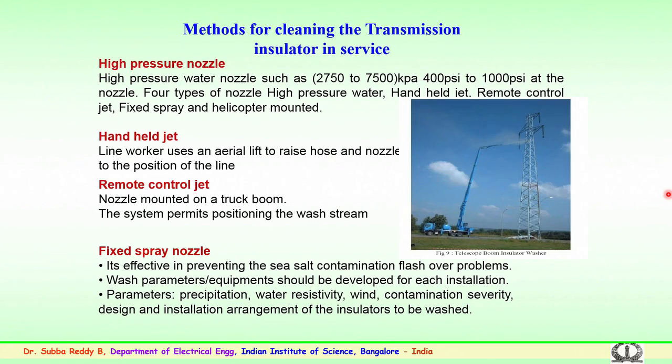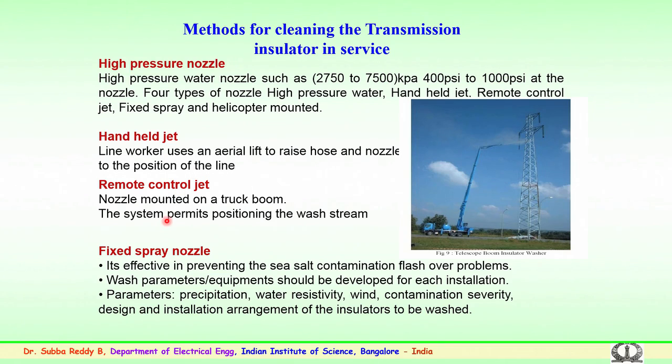Methods for cleaning the transmission insulators: we did discuss various types of arrangements and methods. High pressure nozzles: we discussed the high pressure water nozzles, such as 2750 to 7000 kilopascals, that is 400 psi to 1000 psi at the nozzle. The four types mentioned earlier are handheld, remote control, fixed, or helicopter mounted. Handheld jets: in general, the line worker uses an aerial lift to raise the hose and the nozzle to the position of the line.